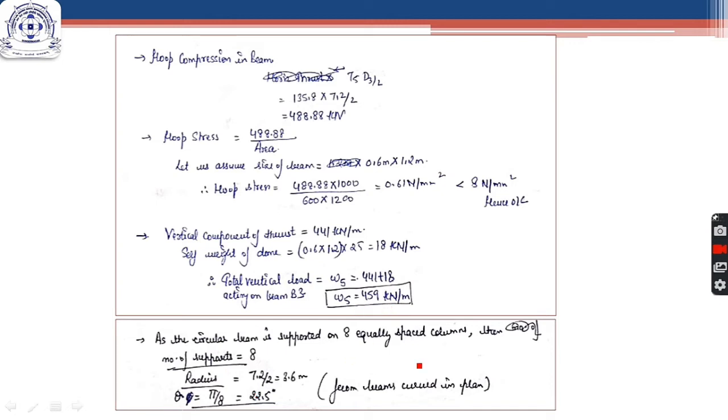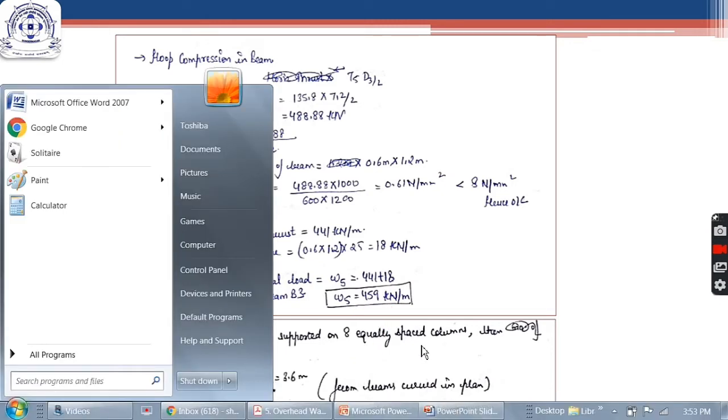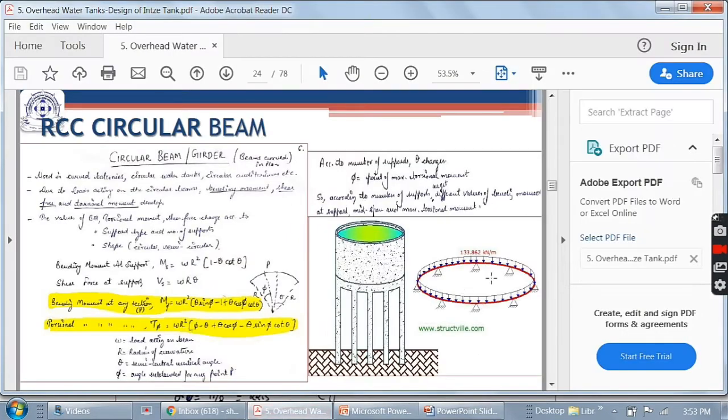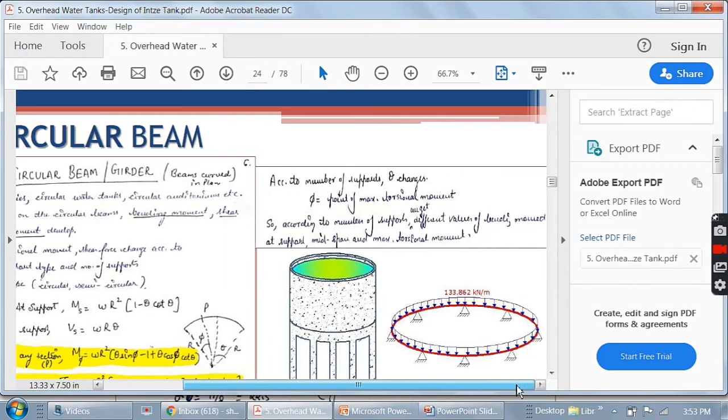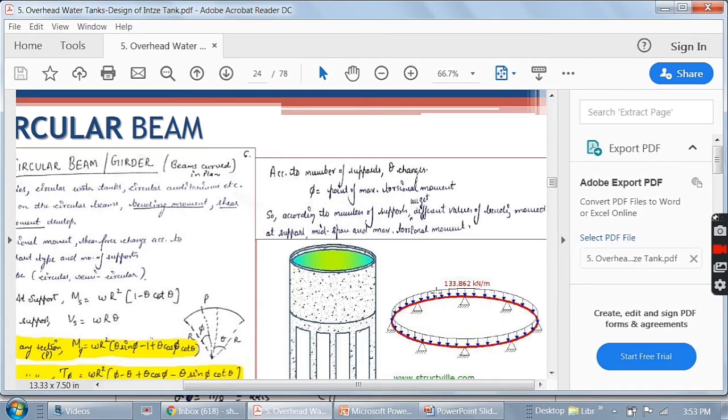So now I will show you what is this 449. Let me open another PDF. This was the previous lecture, and this was covered in the previous lecture. So this is a circular beam, and we have now determined this W, which is coming out in our case as 459 kN per meter.